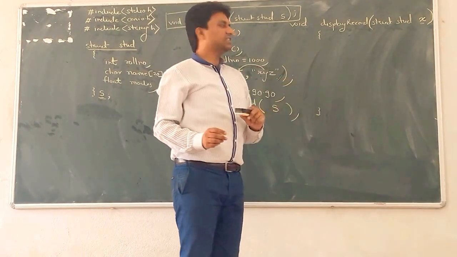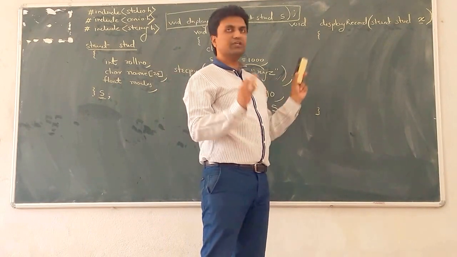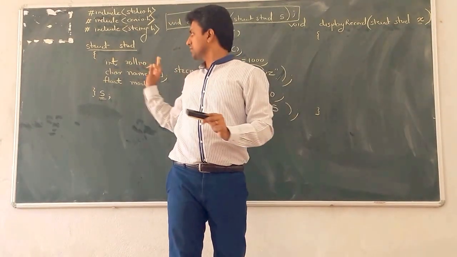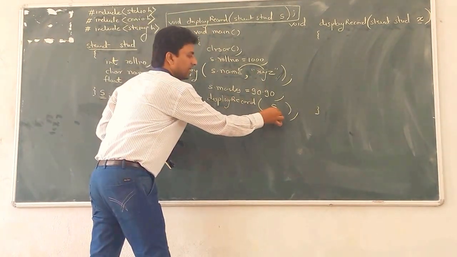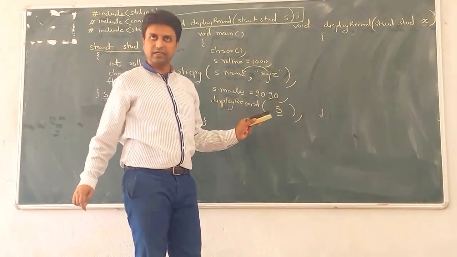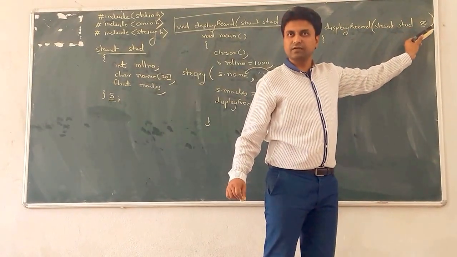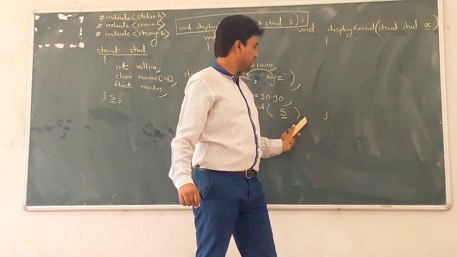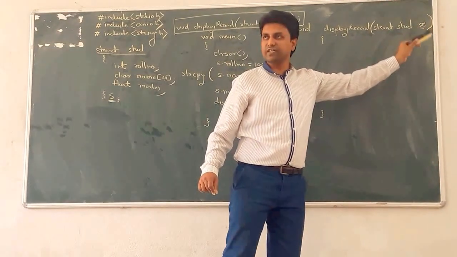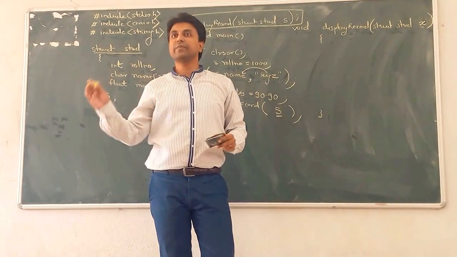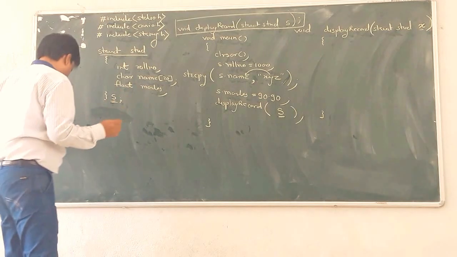Okay, next. Now write the definition inside display record. Clear? What is the use? We have to display the name of the student, roll number of the student, and marks of that student. Which student? S. Clear? So this S is copied into the X variable. Whatever the data in the S variable, this S is copied into the X structure variable. How? Data member by data member copying is there. Understood? It is about memory management.